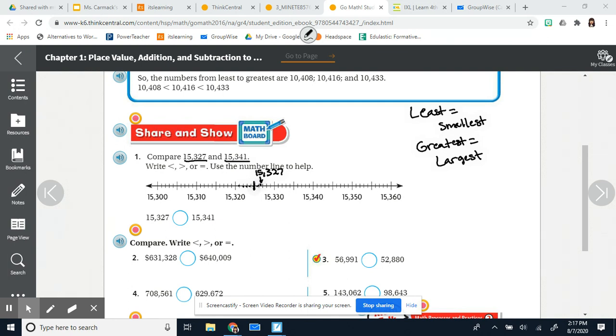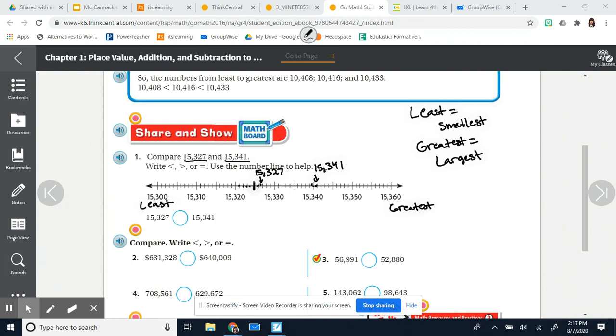Okay, 15,330. I know it's bigger than that. 15,340. And then I'm going to count 1 here. Okay, it's going to go here. 15,341. Okay, so over here we have least, and then this is the bigger number, so this is greatest.